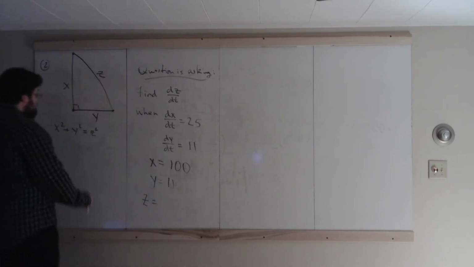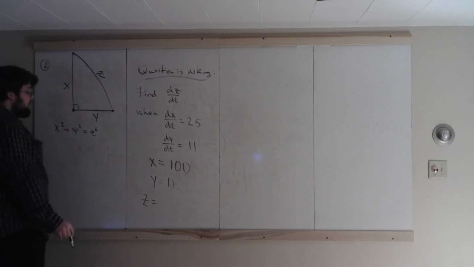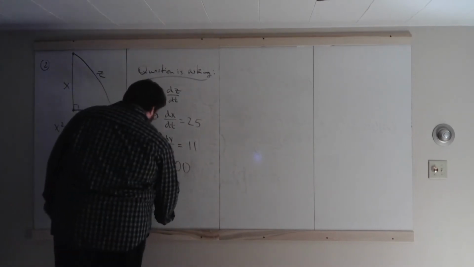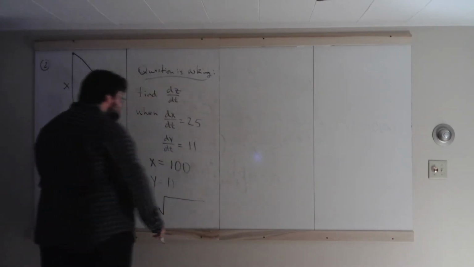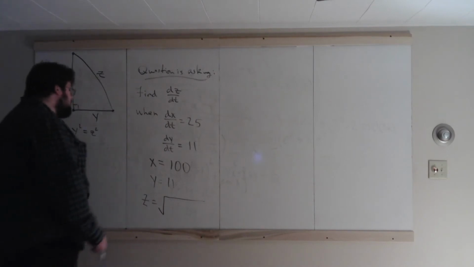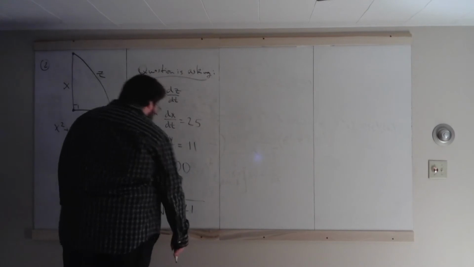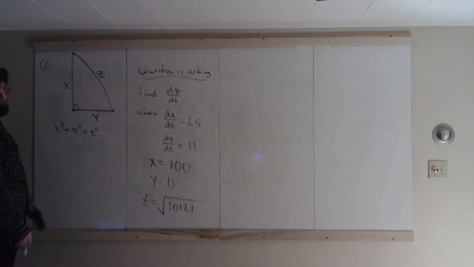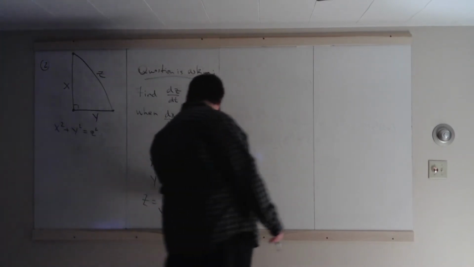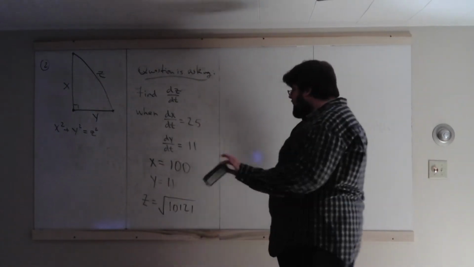How do we find z? Well, we use this equation, or Pythagorean theorem. 100 squared is 10,000. 11 squared is 121. Those added together is 10,121. And you don't have to simplify that. So the square root doesn't simplify. You don't have to simplify the square root.